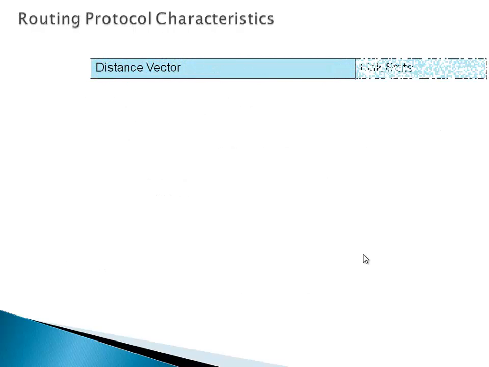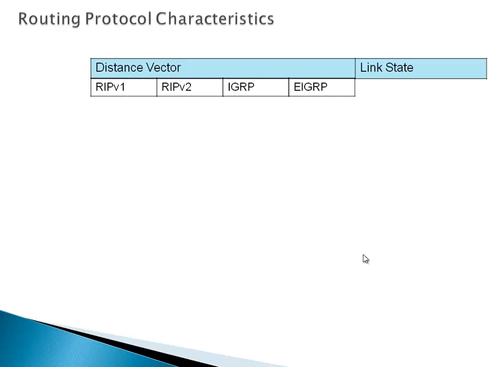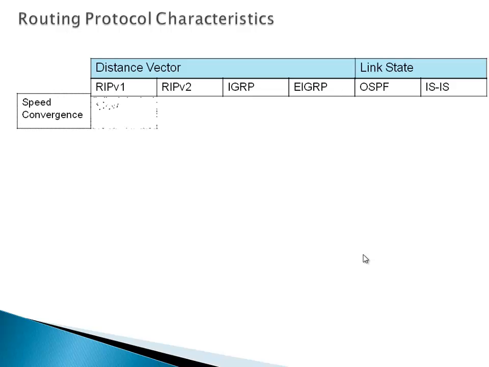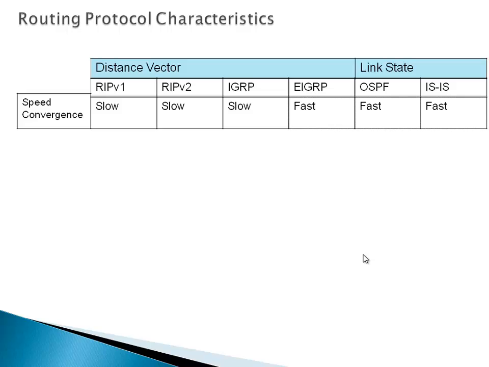Routing protocol characteristics. We have distance vector and link state. Remember, RIP version 1, version 2, IGRP, and EIGRP were all distance vector protocols: how far and which direction. Link state, we had two, OSPF and ISIS. They need to build a whole topology, like an A to Z map. Speed of convergence: RIP version 1, version 2, and IGRP are very slow to converge. EIGRP is fast. OSPF and ISIS are very fast to converge as well.